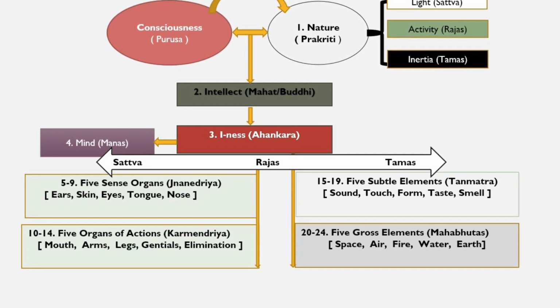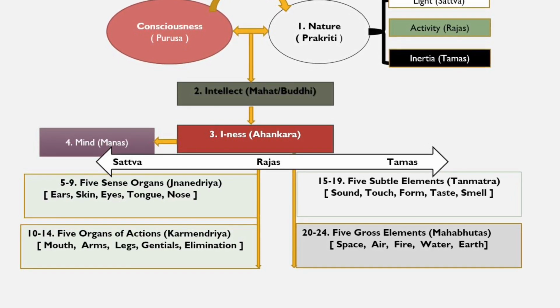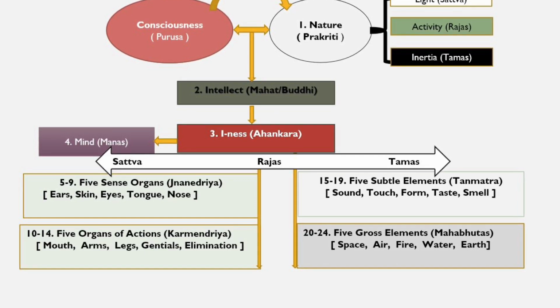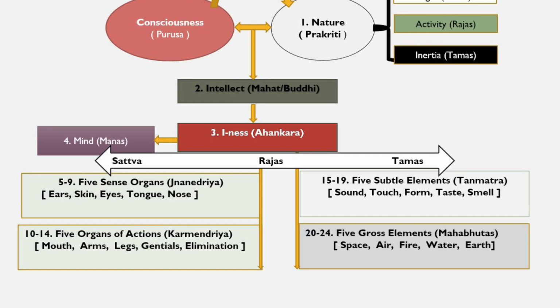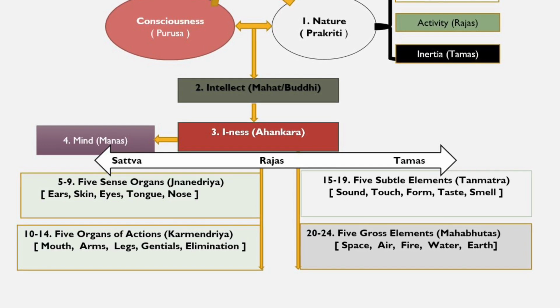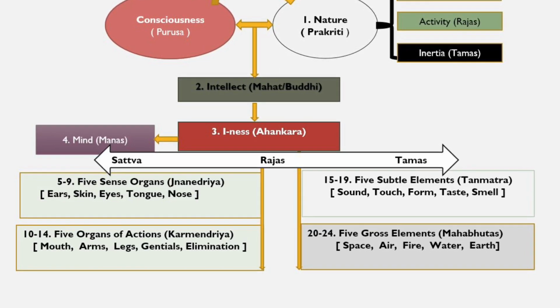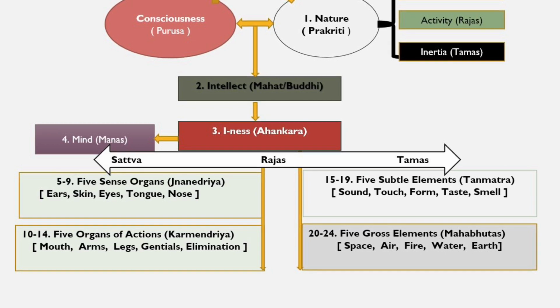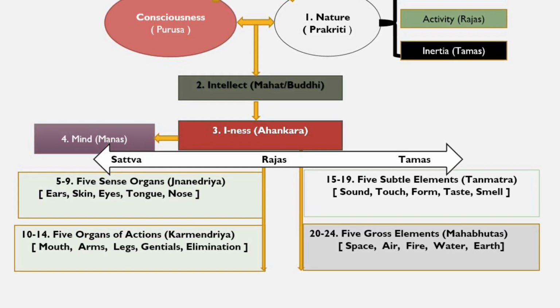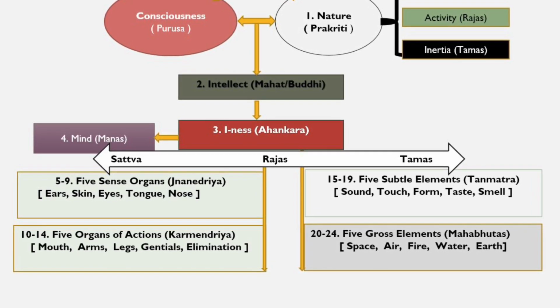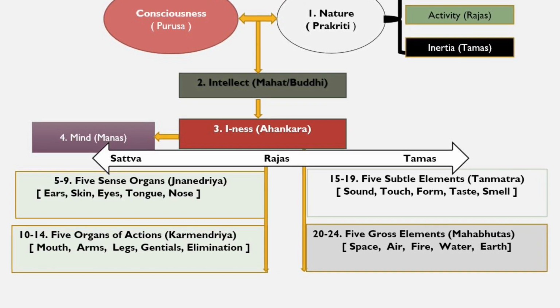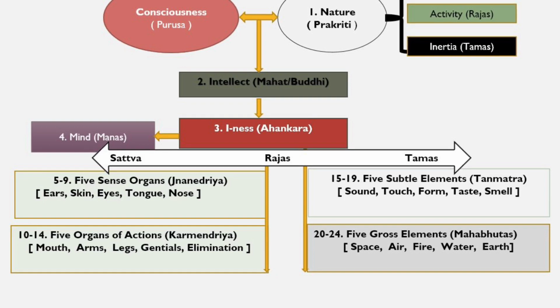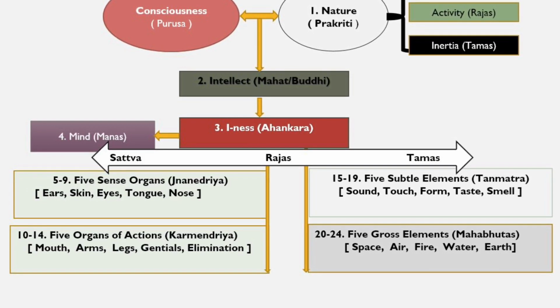5 of them are the subtle elements through which we can hear the sound, we can touch, we can see the form, we can taste and smell through the nose. And then the 5 gross elements, which, you know, are space, air, fire, water, and earth. So including the nature, these are the 24 components of the Prakriti.